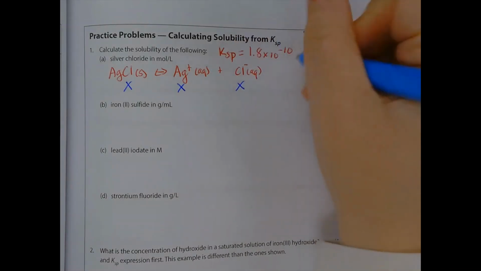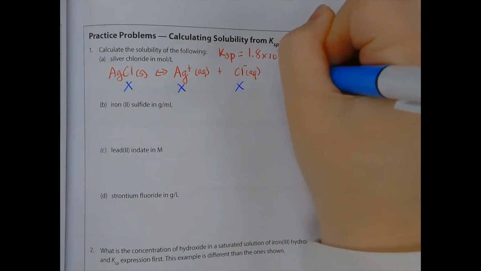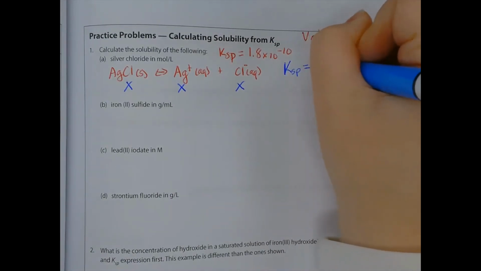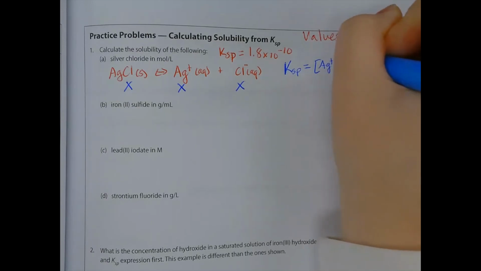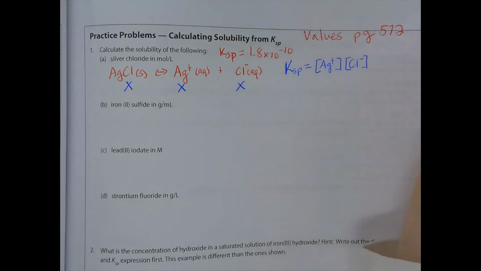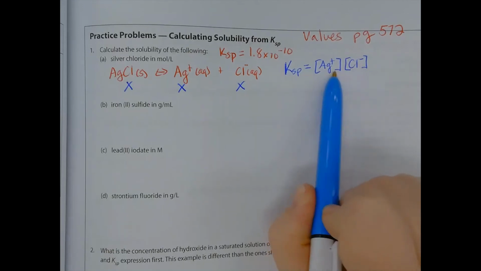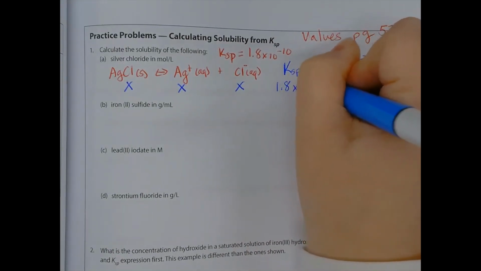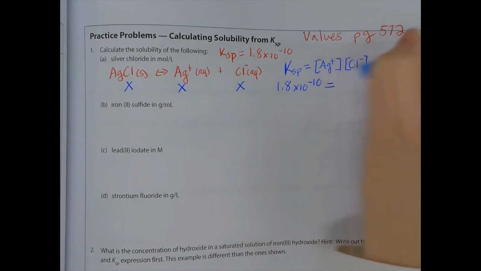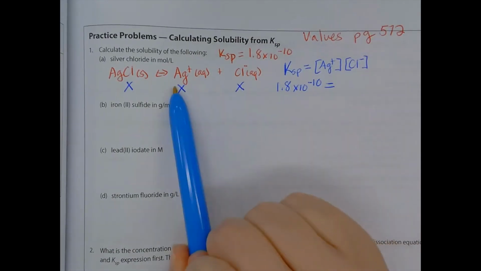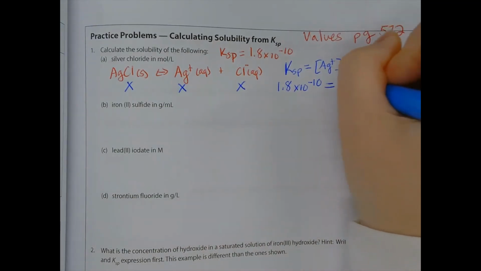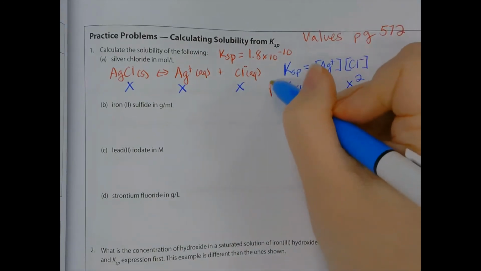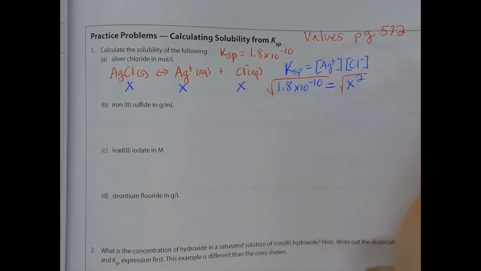Now, I have a Ksp value, but we can create a solubility product expression. And again, it always includes just your products, just your aqueous chemicals. Okay, so we don't know what these values are. They're going to be X, but we do know what the Ksp actually is. So 1.8 times 10 to the negative 10th is equal to these values. Well, these are both X, so X times X gives me X squared. So we can solve for X by taking the square root of both sides.